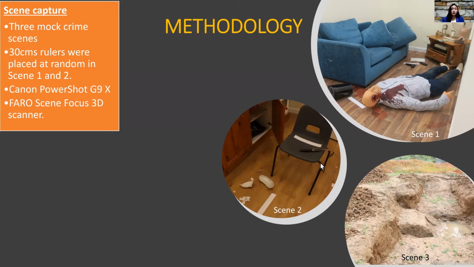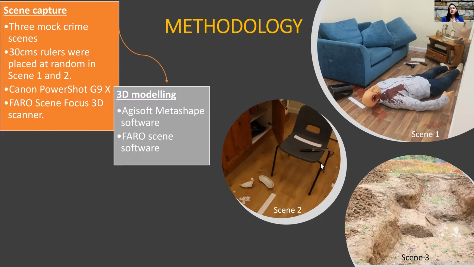In scene 1 and 2, I placed 30 centimeter exactly measuring rulers randomly. So these white rulers, as you can see over here, are the ones that measure exactly 30 centimeters, and they were placed randomly all over the scene. I used Canon PowerShot G9X for photogrammetry and Faro Scene Focus 3D terrestrial scanner for 3D laser scanning. Now, after I captured the entire scene, the process was to conduct 3D modeling. For photogrammetry, I used the Agisoft Metashape software, and Faro had an inbuilt scene software that made work easier.